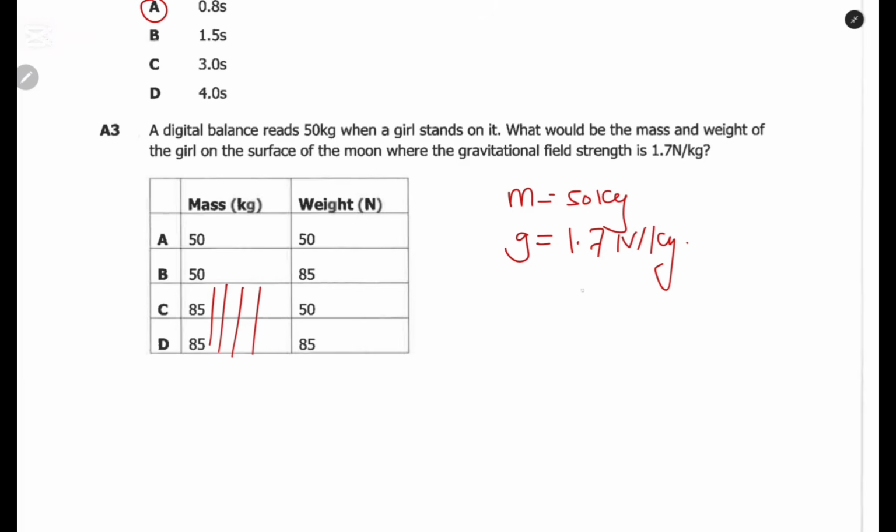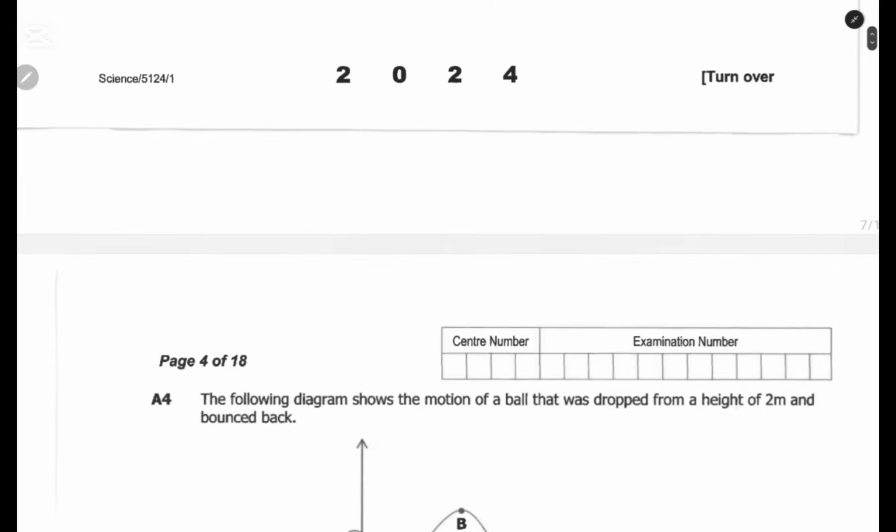Now, let us calculate the weight. Weight is dependent on gravity. And of course, as you go to the moon, weight decreases due to decrease in gravity. So weight is equal to mass times gravity. So 50 multiplied by 1.7 should give you 85 Newton. We are looking for the one that has mass 50 and weight 85. Therefore, the answer is B. I guess here we are together.